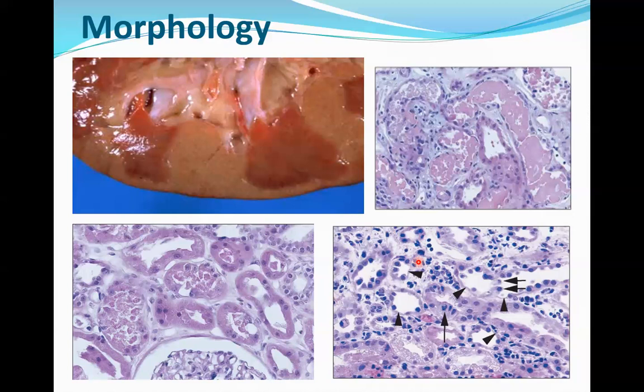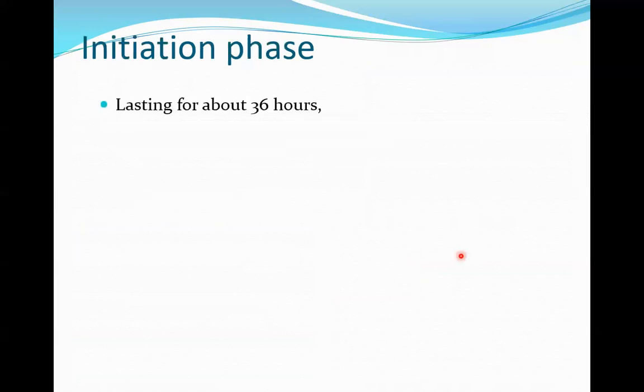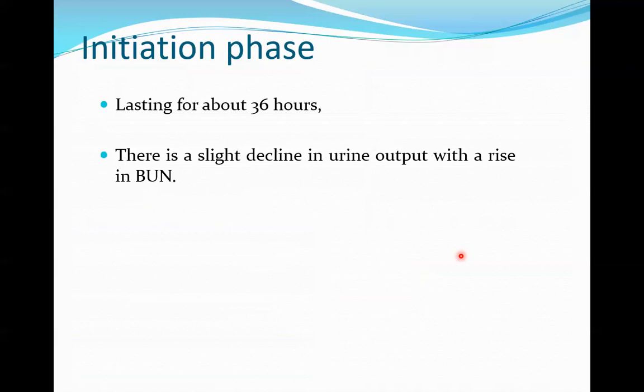So you see this thing after a while of tubular epithelium. This shows that the tubular epithelium is starting to regenerate itself. Now, this is the pathology. Now, what will happen after this one? The clinical course of ATN is highly variable, but the classic case may be divided into three phases. So it does not follow the same route all the time. A classic one has an initiation phase, then you have a maintenance phase, and then a recovery phase. In the initiation phase, which lasts for 36 hours, there is a slight decline in urine output with a raised BUN. So still it is BUN which is raised.